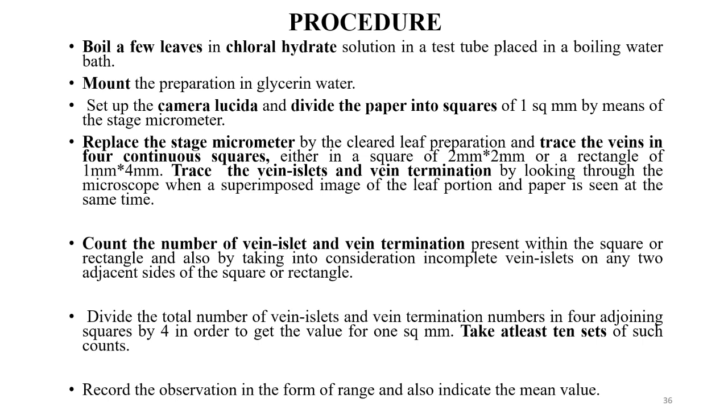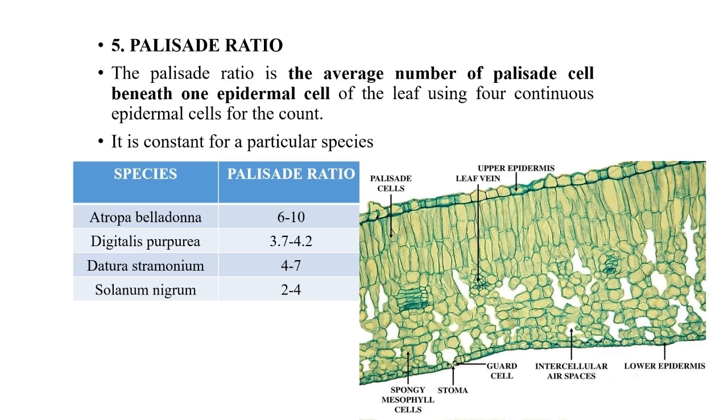Then we have to trace the veins in 4 continuous squares. Then the vein islets also we have to trace. Then count the number of vein islets and vein terminations within the square. We can calculate and record the mean values. Then the fifth one is palisade ratio, which is the average number of palisade cells beneath one epidermal cell.